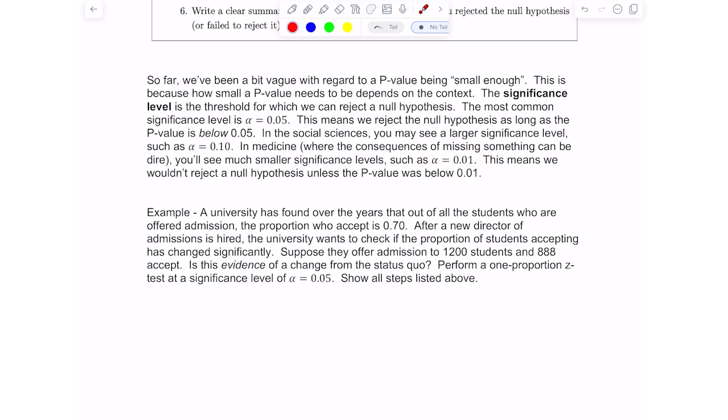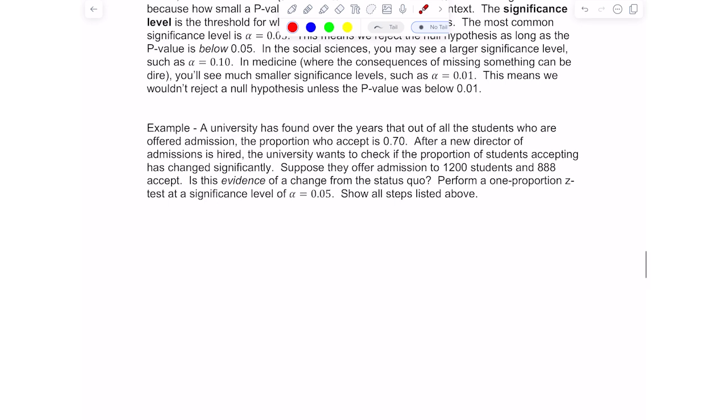A university has found over the years that out of all the students who are offered admission, the proportion who accept is 0.70. After a new director of admissions is hired, the university wants to check if the proportion of students accepting has changed significantly. Suppose they offer admission to 1,200 students and 888 accept. Is this evidence of a change from the status quo? Perform a one proportion z-test at a significance level of alpha equals 0.05. And we're going to show all the steps listed above.